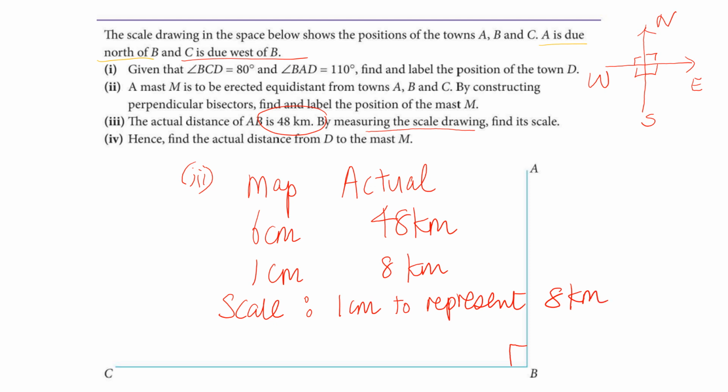All right. So for part 4, after you have done all the constructions, the perpendicular bisectors, and after you've found the locations M, and if you have done it quite accurately, the distance from D to M on the map, on your hard copy, will come up to be 8 centimeter. So if you convert 8 centimeter using the scale, the actual distance will be 8 times 8, 64 kilometer in real life. So let's write it properly.